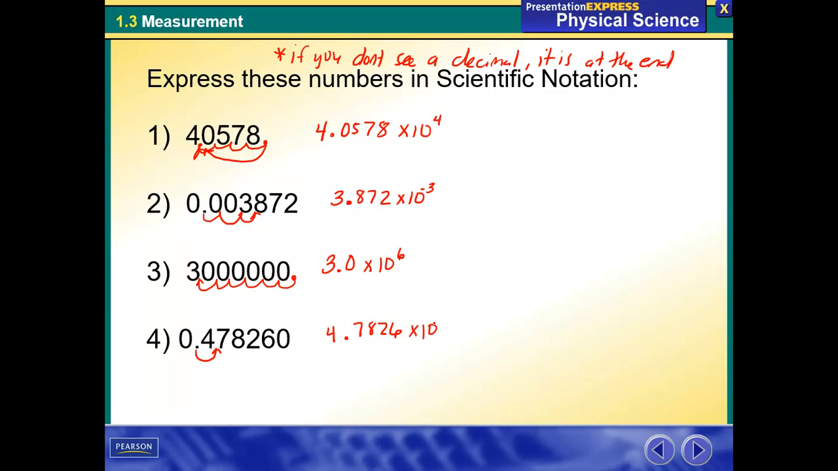Times 10, and I have to figure out how many times I moved it. I moved it 1 time. So then you ask yourself, is the original number over here bigger or less than 1? It is less than 1, so that's going to make that a negative.